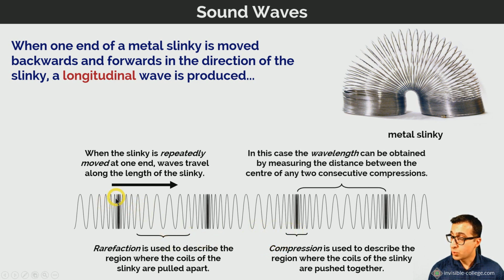Now, when you're measuring the wavelength of a longitudinal wave, it's the same principle. It's the distance between a specific point on one wave and the equivalent point on the next wave. So we can measure from one compression to another compression. This would give us the wavelength of this wave. We could also measure it from the center of one rarefaction to the center of the neighboring rarefaction. Either way, you're getting a measurement of the wavelength.